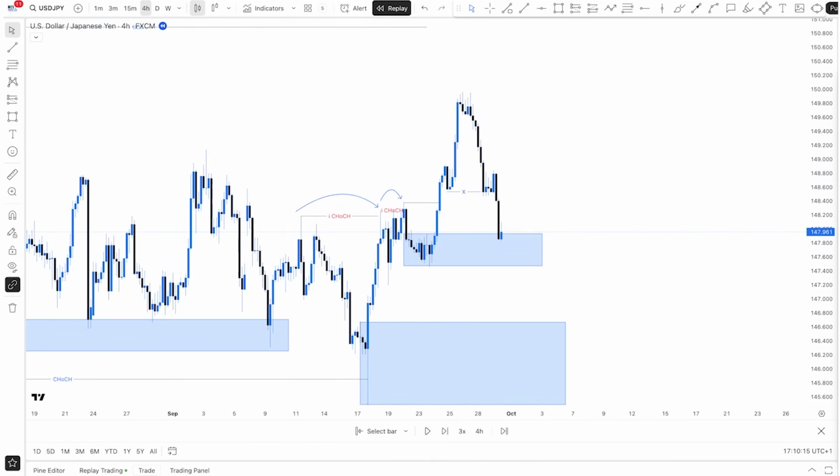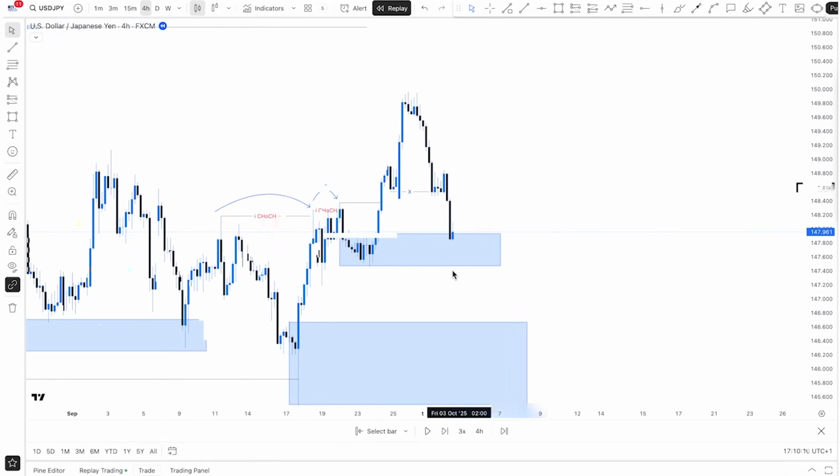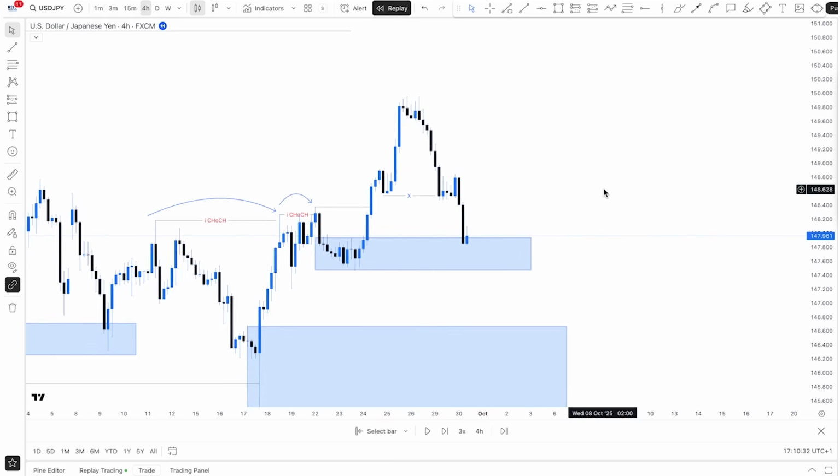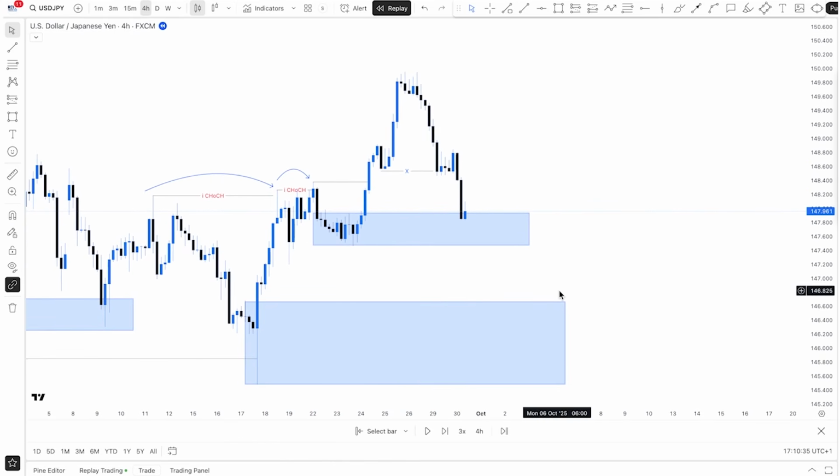That's not valid, guys. Once you understand market structure, you will understand the flow of the market and the flow of the institution. So based on this, we are not emotionally reacting to the candlesticks because we know exactly what is going on in the market. So let's go ahead and play price forward and see what we've got.